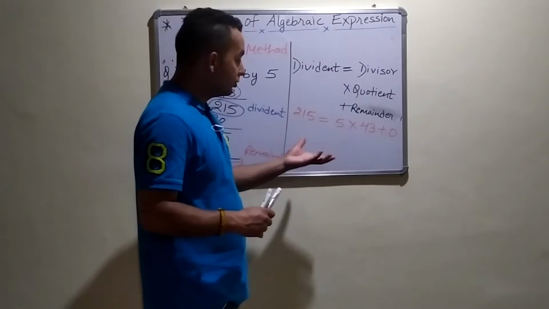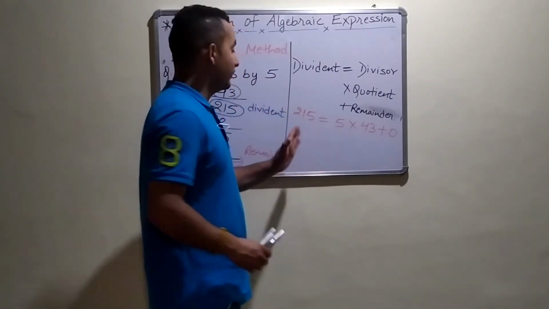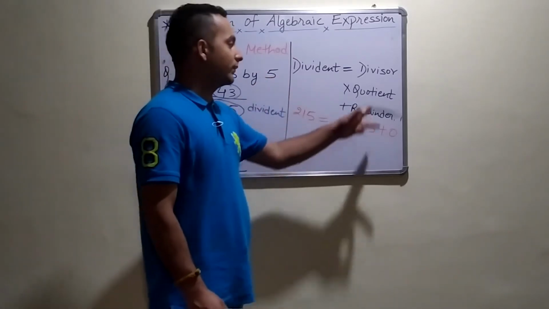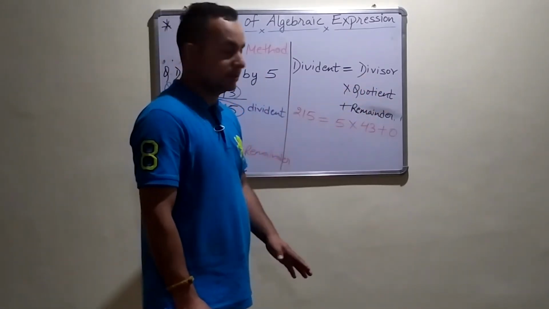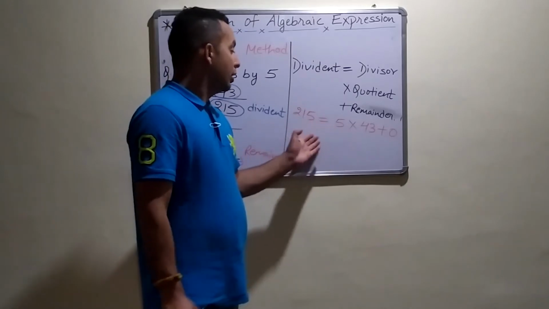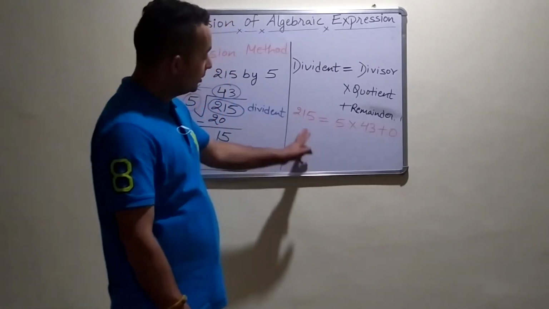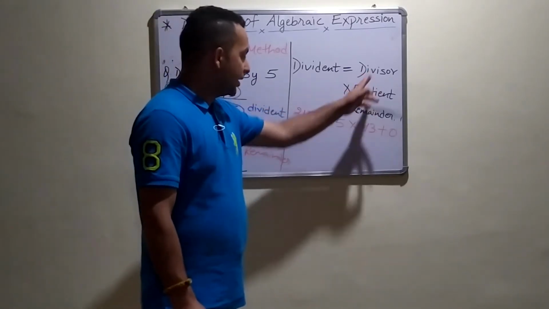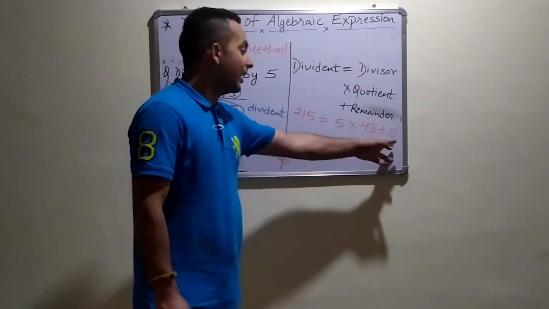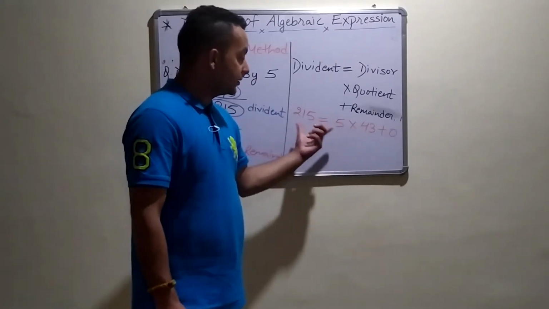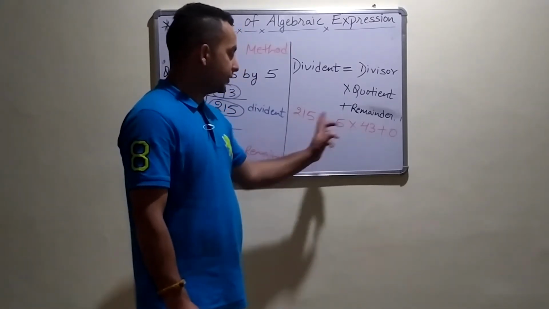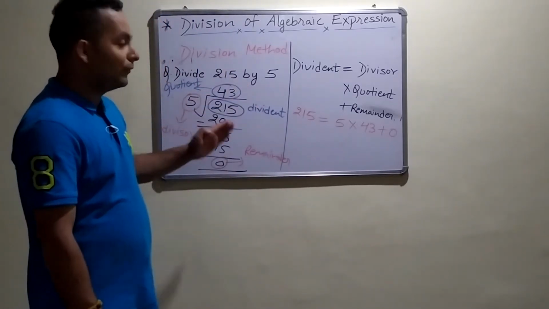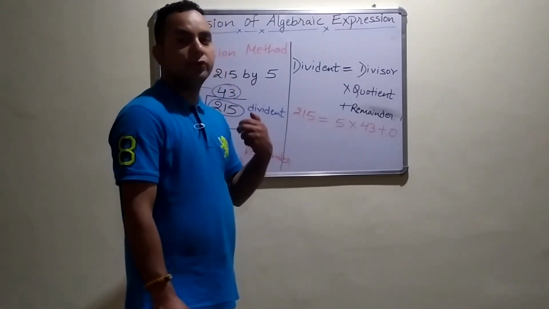We are going to verify whether the dividend is equals to the divisor into quotient plus remainder. We are going to check whether both the numbers are same or not. Here, your dividend is 215, and when you multiply the divisor and quotient and add the remainder, your product is 215. So this is your division method, and which is very important for your class 9.